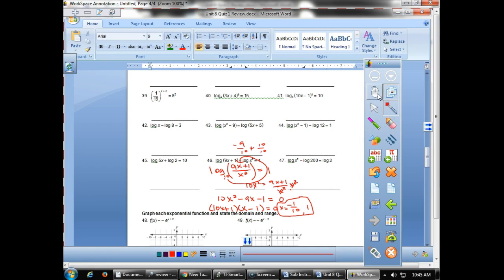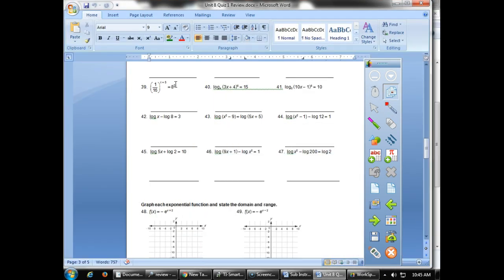There are 3 different types of problems that we're looking at up here. This doesn't have any logs. It's an exponential, and you have exponents on both sides. So this you could solve a couple of ways: changing to a common base, or, if it will not change to a common base, then you'll want to take the log of both sides and bring your powers down. That's usually the way you would want to do it.